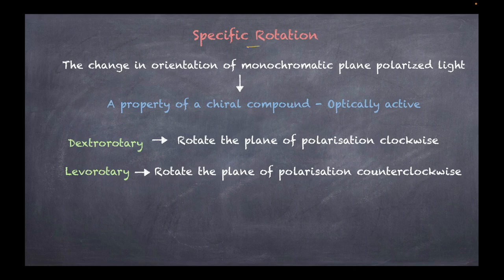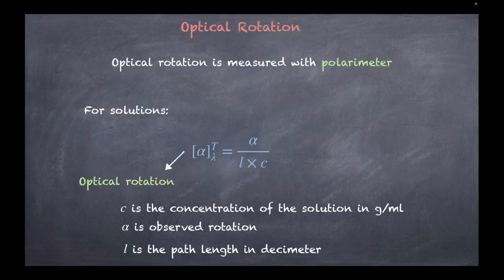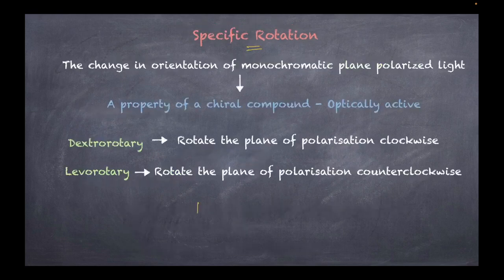Specific rotation is basically the change in orientation of the plane of polarization when we pass a monochromatic plane polarized light through a sample. In a sample tube we generally keep our sample containing an organic compound, let's say 2-bromobutane, and we pass a monochromatic plane polarized light. Monochromatic means single wavelength, so there is no mixture of wavelengths.